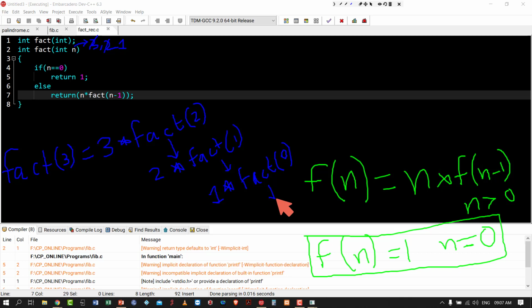So what is factorial of 0? Here this one becomes 0. N equal to 0, return 1. So here I have a direct answer, 1. Now we listen carefully.